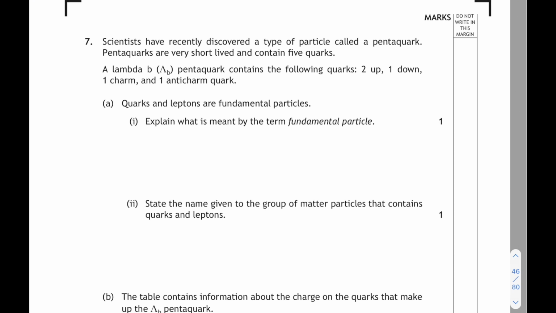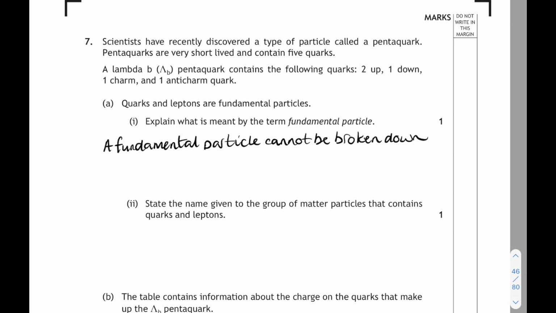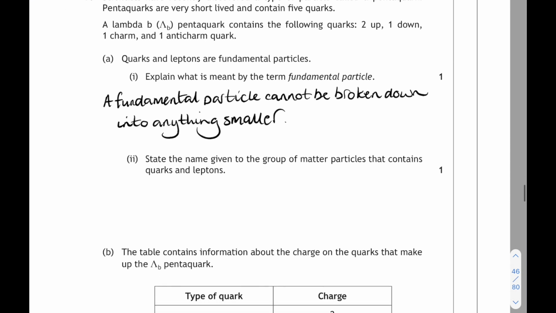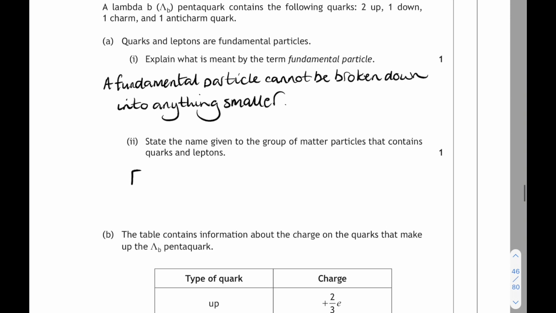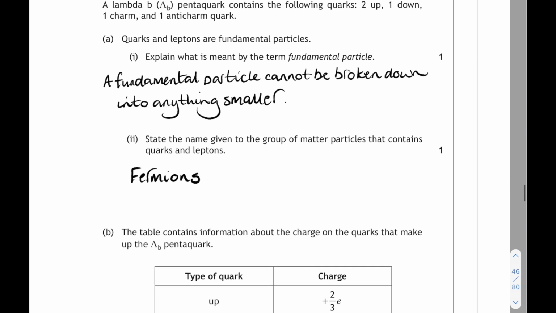Quarks and leptons are fundamental particles. Explain what's meant by the term fundamental particle. And I'm going with there, a fundamental particle cannot be broken down into anything smaller. That's for part 1. Part 2, state the name given to the group of matter particles that contain quarks and leptons. Well, they're fermions, and there are 12 of them.